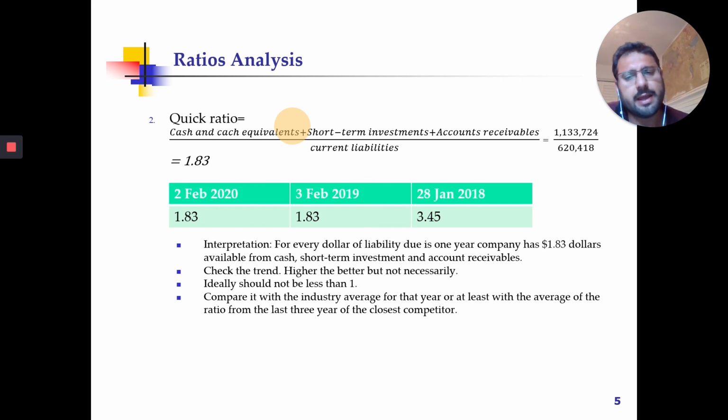Again, it is better to compare this number with the industry average for the same year. So if I'm comparing this year's number, 2020's 1.83, then ideally I need to compare this number with the industry average for this specific year. In the same industry you might have many companies. So if we have the ratios for each of those companies and take the average, we need to compare it with this number; in fact, we need to compare the quick ratio of Lululemon with its industry average.